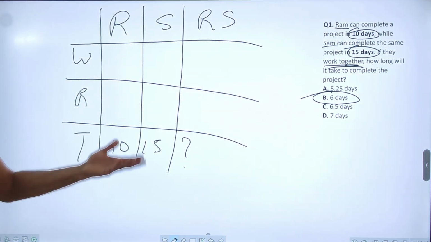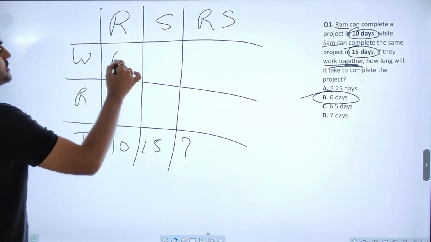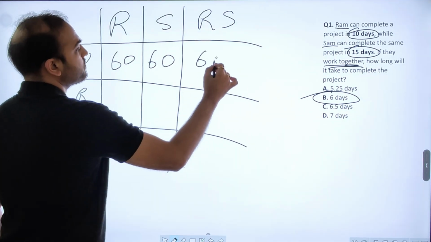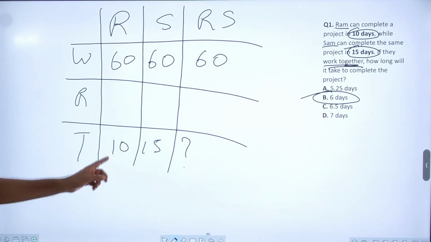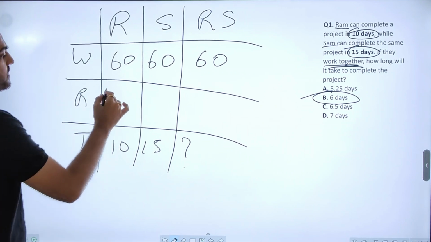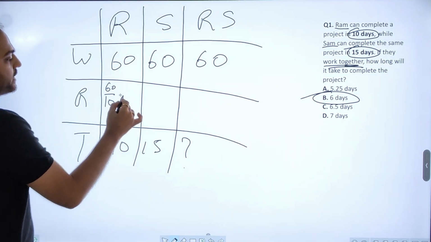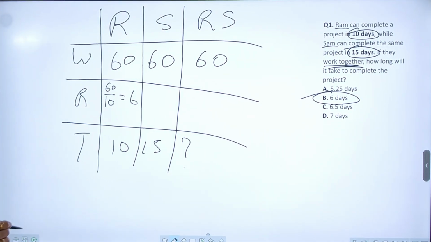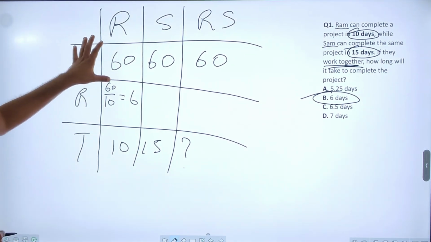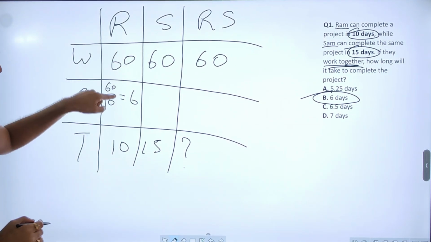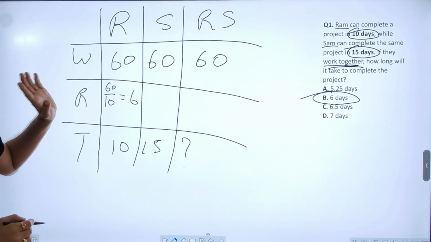Now let me assume a different value for work. Say I assume 60 chocolates. So Ram eats 60 chocolates in 10 days. His rate becomes 60 by 10, which is 6 chocolates per day. So if you see, I've adjusted the value of work, so the rate or the efficiency has also adjusted.